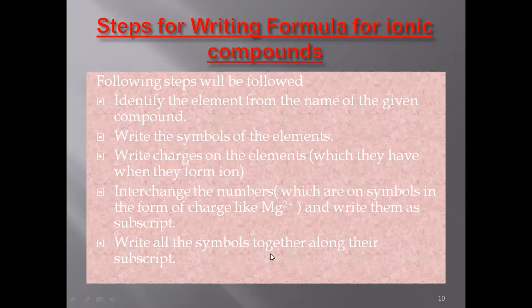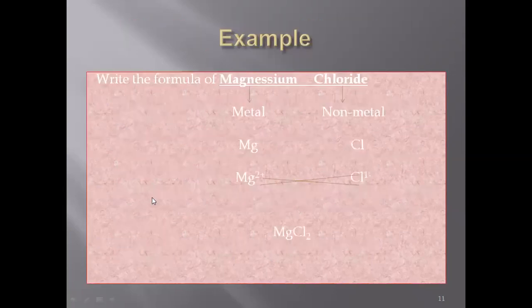Now you will do the practice of writing a formula of an ionic compound. For example, write the formula of magnesium chloride. Here you have a compound, magnesium chloride. First of all, identify the names of the elements, the type of the elements. One is magnesium, second is chlorine. In an ionic compound, the first element is always a metal atom and the second element is always a non-metal atom. Just put the symbol of magnesium, that is Mg. Put the symbol of chlorine, that is Cl.